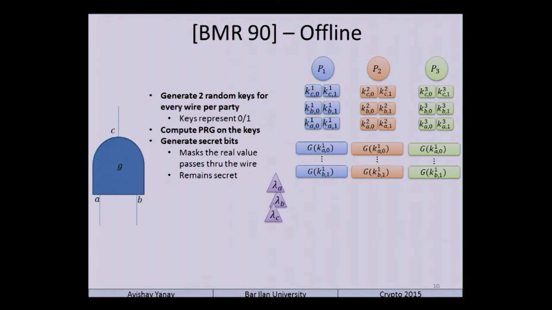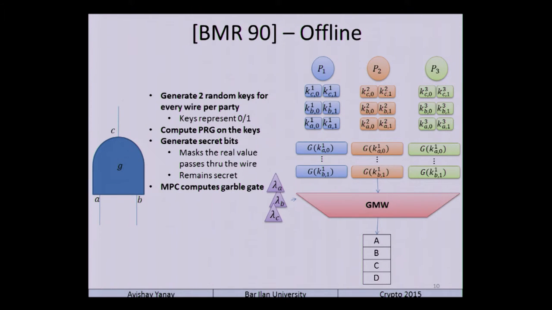So if some party holds one key for some wire, it doesn't necessarily know what the interpretation of that key is, what signal is passing through that key. So all these masking bits remain secret during the execution of the protocol. After they get all this data, they input it into another multi-party computation protocol. In particular, in the BMR paper, they used the GMW protocol.